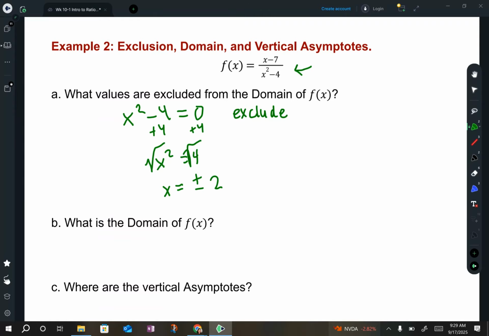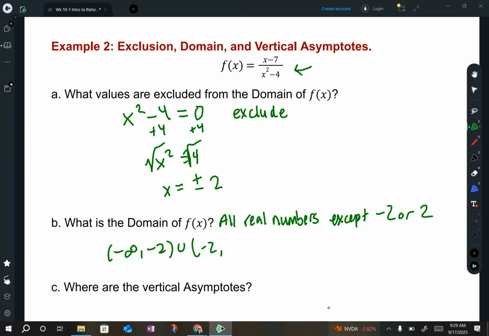Both of those values are not in the domain. So what is the domain of f of x? Well, all real numbers except -2 and 2. So in words, we would write all real numbers except -2 or 2. And if we want to put that in interval notation, we're going to go from -infinity up to -2. We're going to go from -2 to 2, not including any of those endpoints. And finally, we're going to go from 2 to infinity. So that is how we write the domain in interval notation.